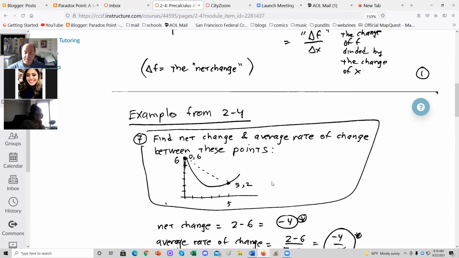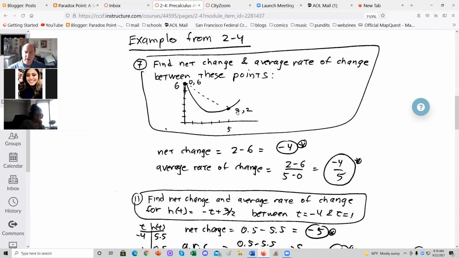So for example, here we have a function that goes from 0 by 6 to 5 by 2, and it slopes a little bit. What's the net change and what's the average rate of change? Net change is the difference in the y values, 2 minus 6, negative 4. The average rate of change is 2 minus 6 over 5 minus 0, that's negative 4/5. So it's sloping downwards like that.